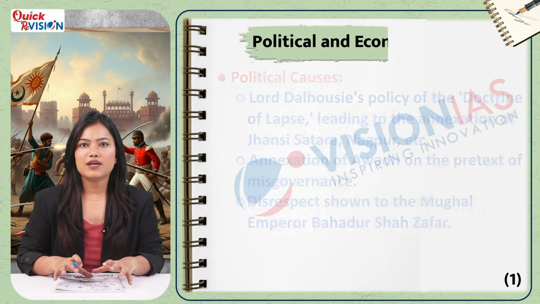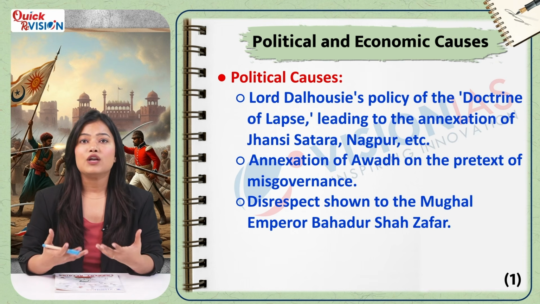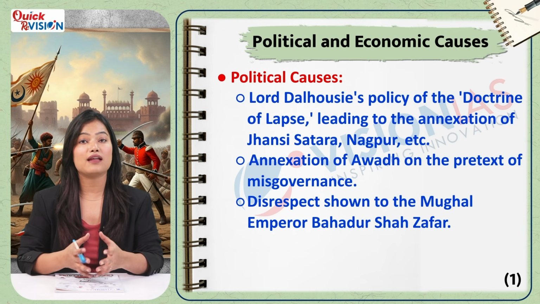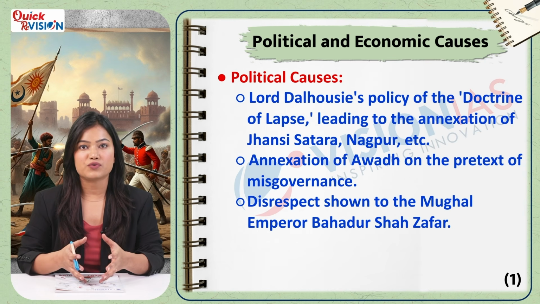Behind this great rebellion were years of accumulated grievances. Key political causes included Lord Dalhousie's policies, such as the Doctrine of Lapse, under which several states like Satara, Jhansi and Nagpur were annexed. The annexation of Awadh on the pretext of misgovernance created immense outrage.